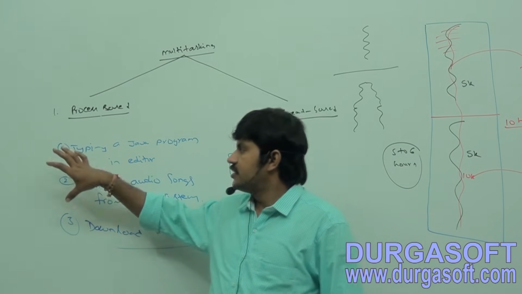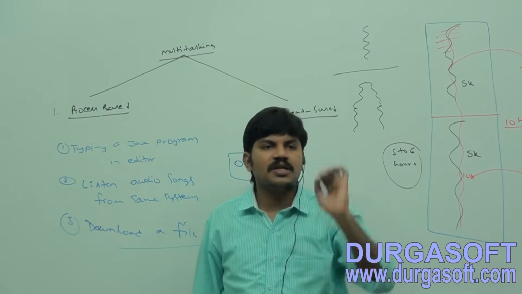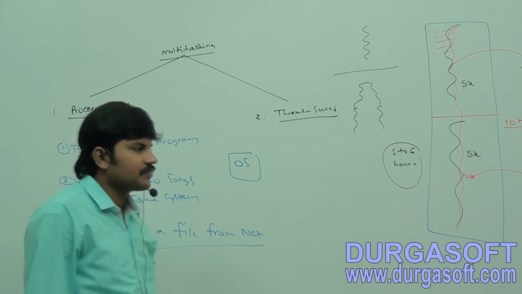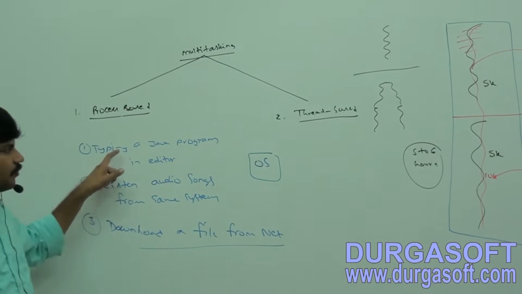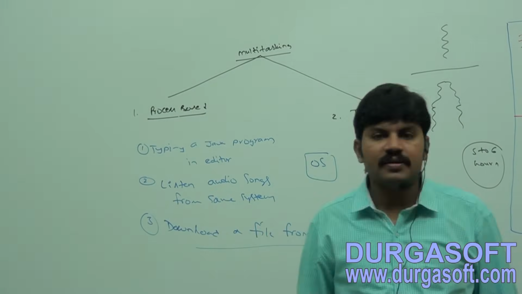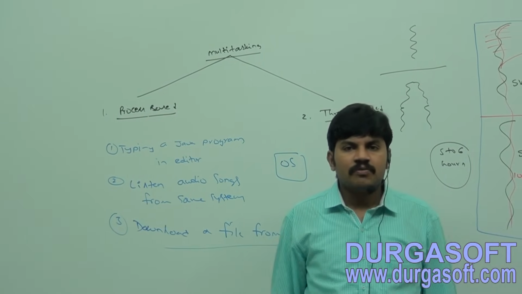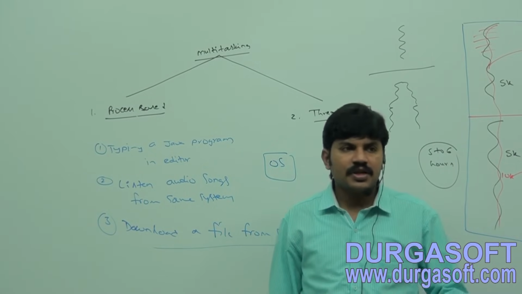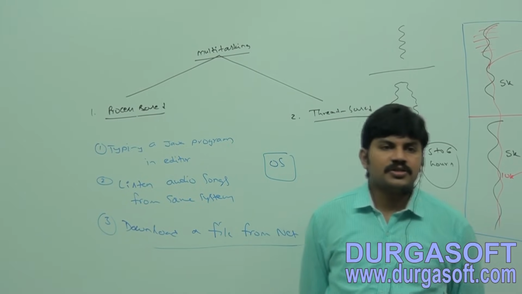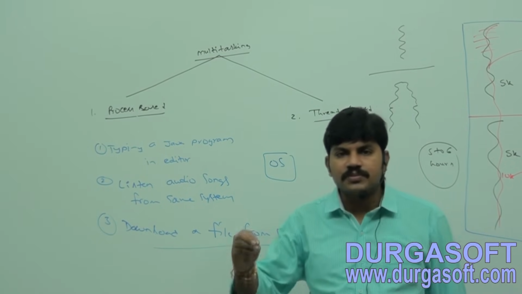What is process-based? Executing several tasks simultaneously, where each task is a separate independent process. Such a type of multitasking is called process-based multitasking. For example, while typing a Java program in the editor, we can listen to audio songs from the same system.